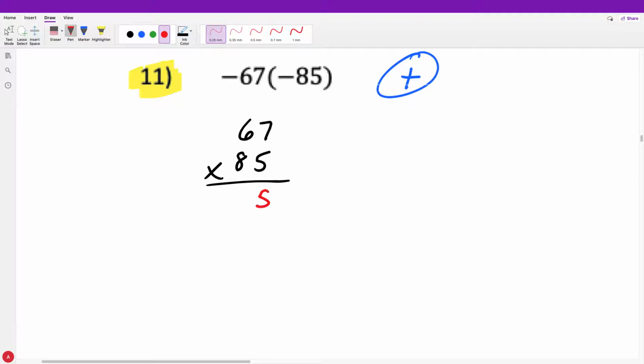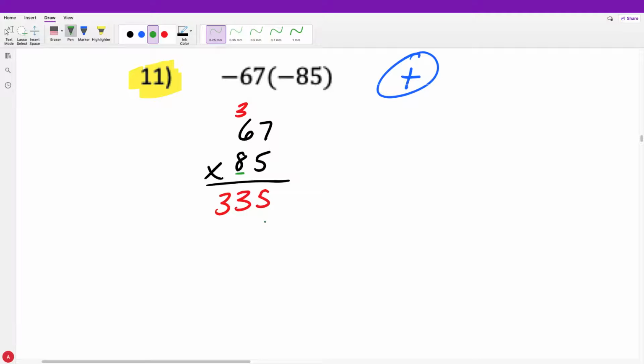5 times 7 is 35, so I'm going to carry the 3. 5 times 6 is 30, and then we add that 3, so it gives me 33. What some of you were doing is multiplying 5 times 3 and adding the 6. So remember, the number that we're carrying is what we're adding to it.